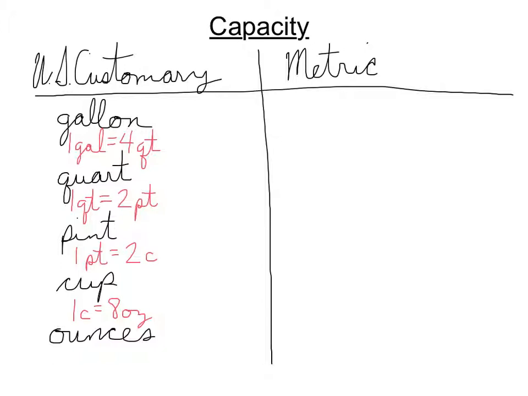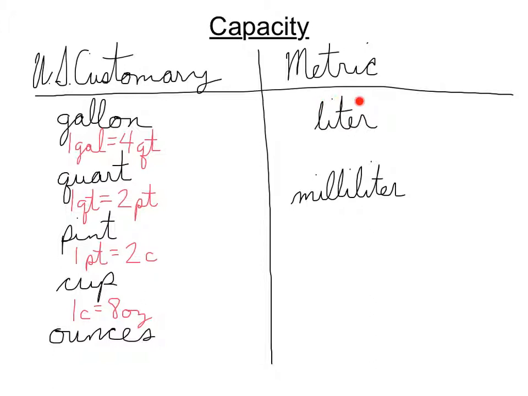On the metric side, there are many different units for measuring capacity in the metric system. However, many of them don't get used. In the end, it really ends up being the liter and the milliliter that get used. And the conversion between these two is pretty simple. The metric system is all based on tens.